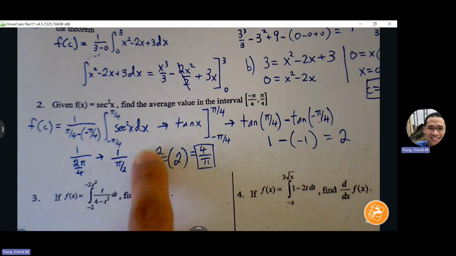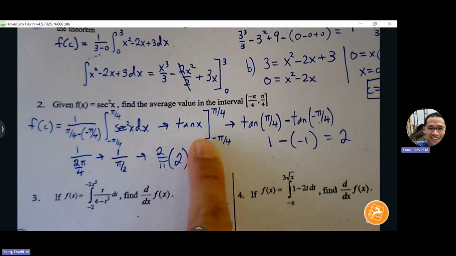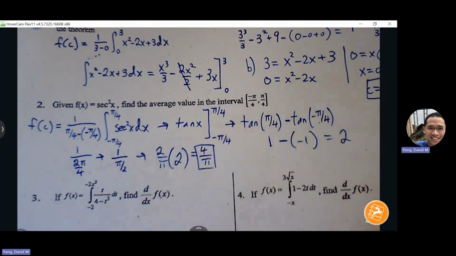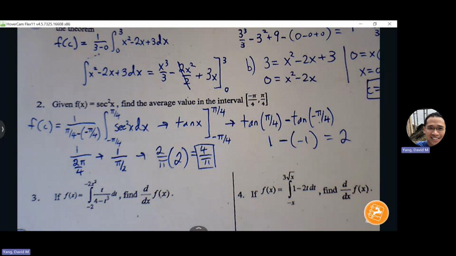Yeah, you could leave it as 2/pi times 2 if you want. You could leave your answer like this. That's fine. We just can't have any trig in our final answer. That's how I'll treat it on a test. I'm going to grade it the same way that AP exams would treat that problem.